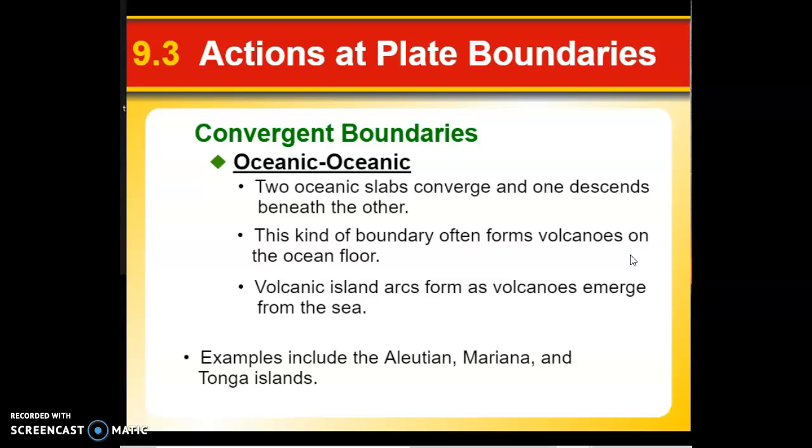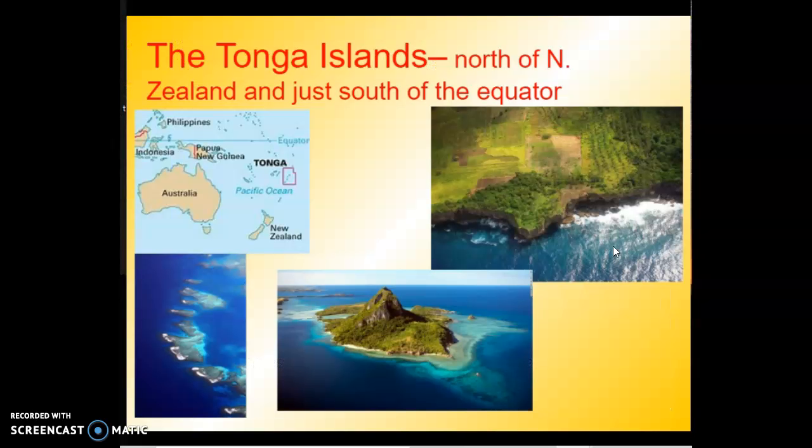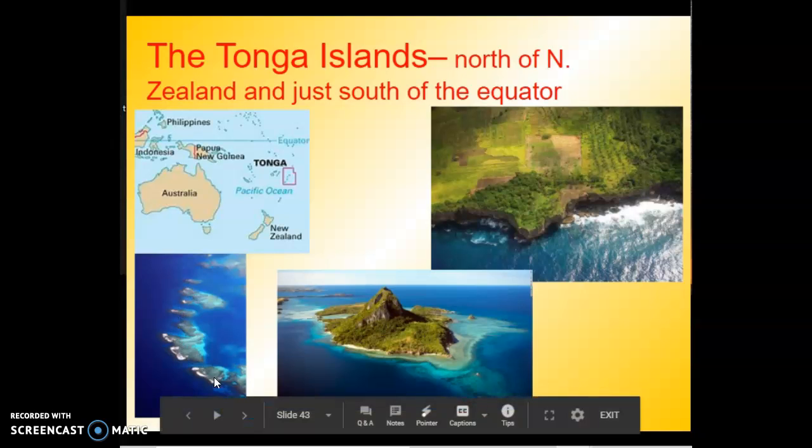Another type of convergent boundary is an oceanic to oceanic, where two oceanic slabs converge, one descends beneath the other. This kind of boundary often forms volcanoes on the ocean floor. Volcanic island arcs form as volcanoes emerge from the sea. Examples include the Aleutian Islands, Marianas Islands, and the Tonga Islands. Here's the Tonga Islands, just north of New Zealand and south of the equator. You can see how they form kind of in an arc.